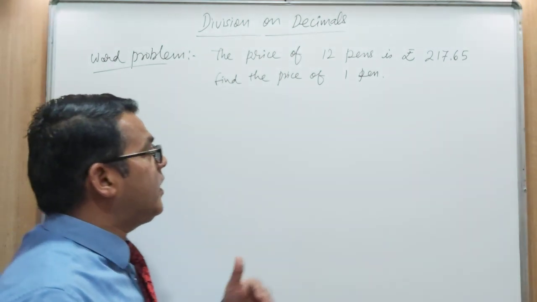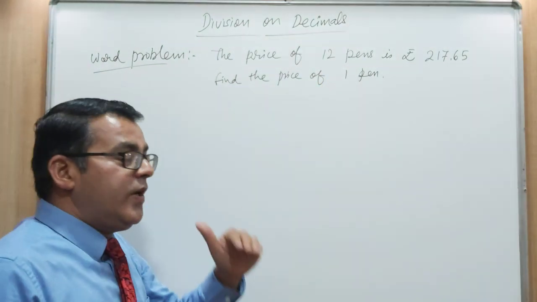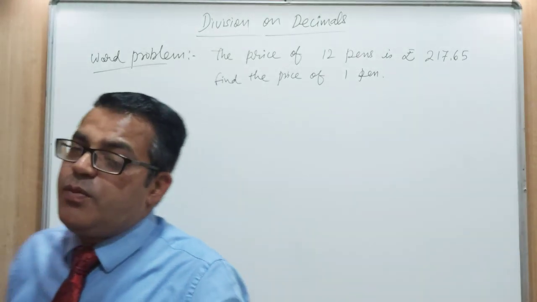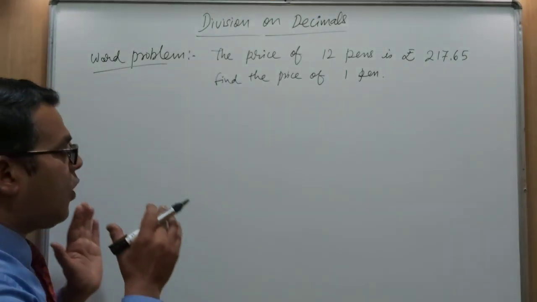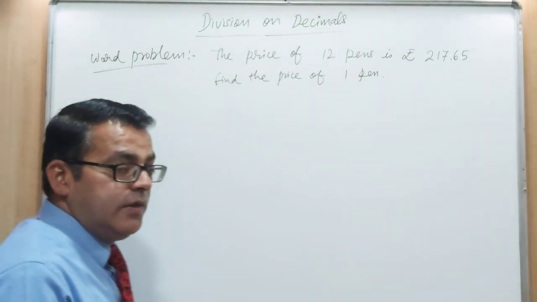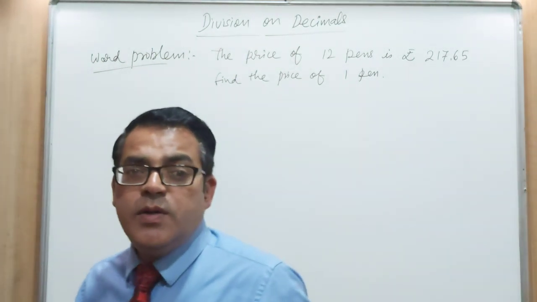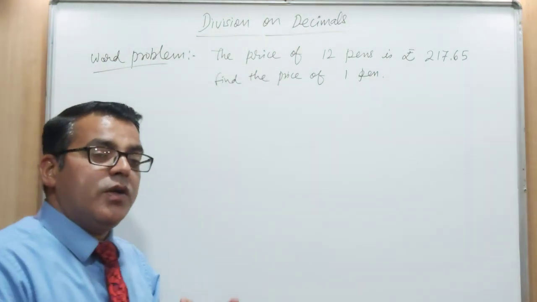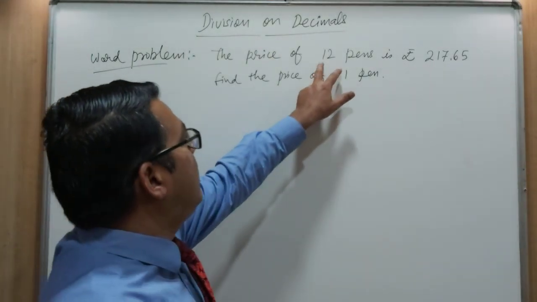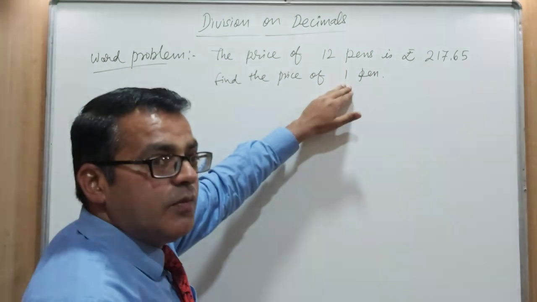What do we divide? How can we divide? You need to divide 217.65 by 12. In this way we can easily find the price of one pen. And in the case of multiplication also, suppose the price of 1 pen is given and you have to find the price of 12 pens. In that case you need to multiply. If the price of a single item is given and you need to find the price of the group or the bunch, in that case you need to multiply. But here the group price is given and we need to find the price of a single item or single pen.